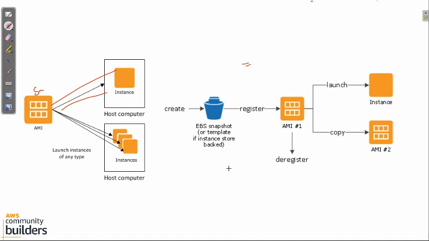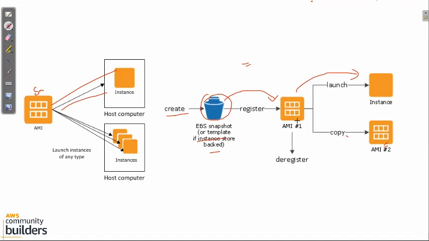This same template can be used to create a single instance or many instances. Now how is it working? We have an EBS-backed or instance store-backed template. We are creating with EBS. We register this template to create the AMI. Then if I am okay with this AMI, I can launch it to create an instance, or I can copy this same template to create another copy of this AMI.